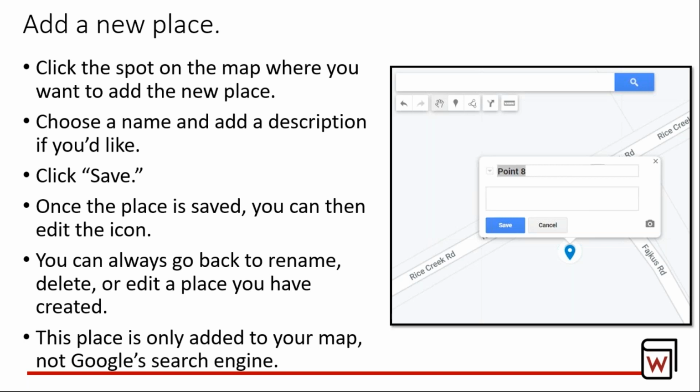When you create a new point, it's only added to your map. It's not added to Google's search engine. So you don't have to worry about marking a place that's private or something you don't want other people to see because it's only putting it in your map. It's not adding it to Google.